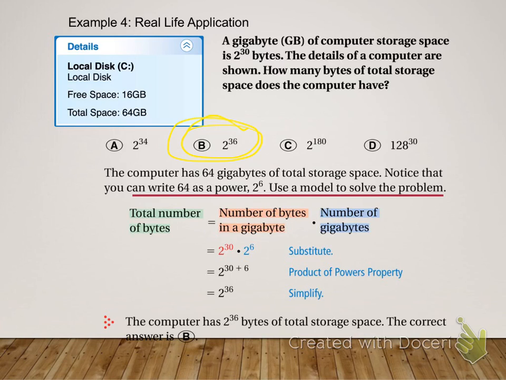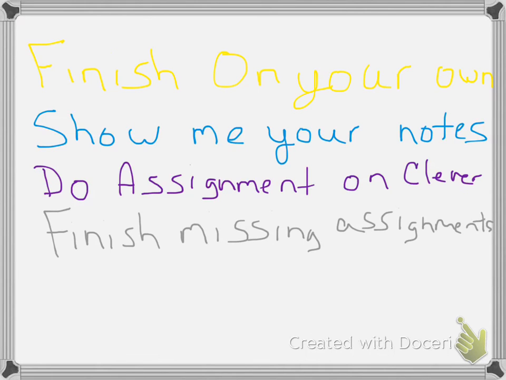Now you're going to go ahead and try the problems on your own. So finish the on your own section. Show me your notes so that I can count those as being done. Do your assignment that is on Clever, and then finish any missing assignments that you have.